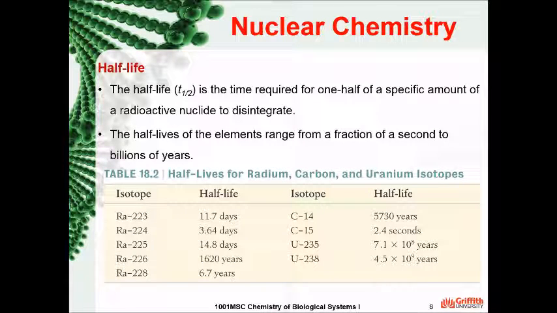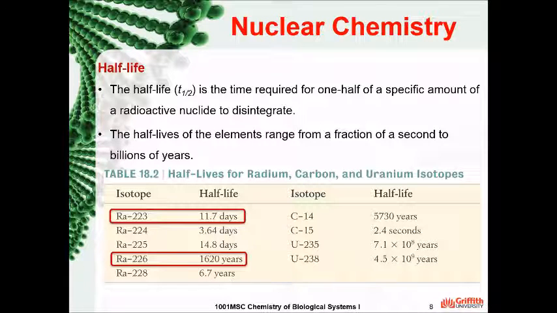The table below shows some examples of different elements with different half-lives. For instance, radium has many different isotopes, some of which drop in mass very quickly. For example, the radium-223 isotope has a half-life of 11.7 days. The radium-226 isotope, on the other hand, has a half-life of thousands of years.